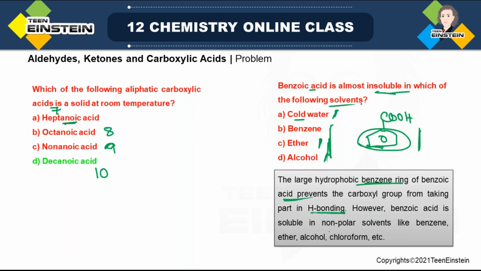So benzoic acid is soluble only in non-polar solvents, though I will not say that alcohol is very non-polar. Everything is relative. When I say non-polar compared to water, obviously it is non-polar. But if you compare benzene and alcohol, obviously alcohol is more polar. But in all these four solvents mentioned, benzene, ether, alcohol, chloroform, solubility is possible. So cold water is the only option where solubility is not possible. So it is almost insoluble.